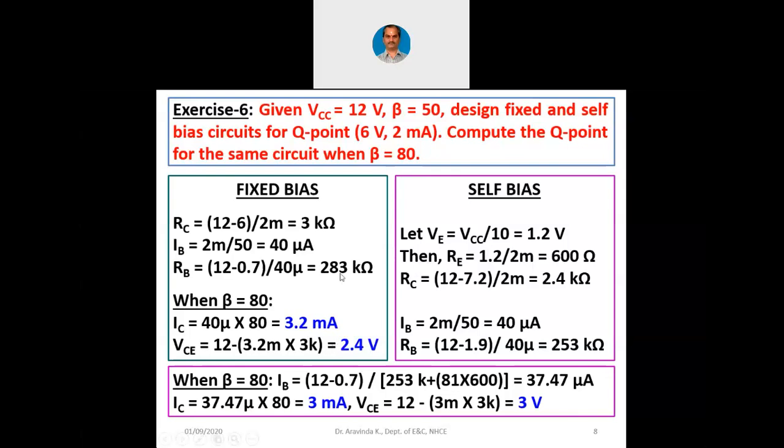But you can see here, in fixed bias, the VCE changes to 2.4 volts from 6 volts, whereas here it comes to 3 volts from 6 volts. Again, in fixed bias the current is 3.2 milliamperes, whereas in self bias it is 3 milliamperes. That means self bias is more stable than fixed bias, but self bias is also not fully stable. That is the reason we go for voltage divider bias.